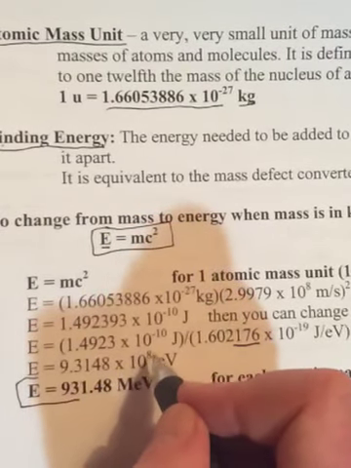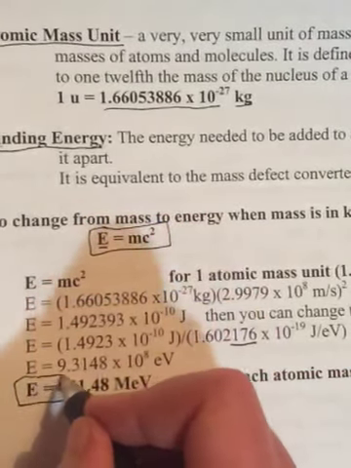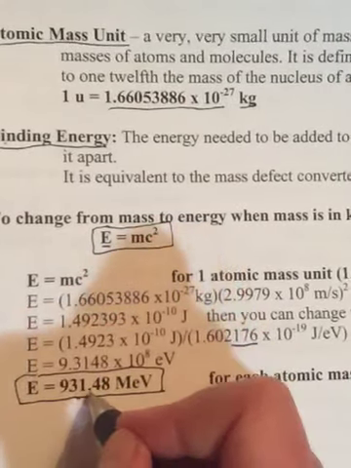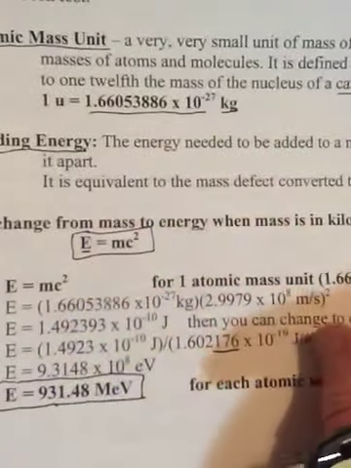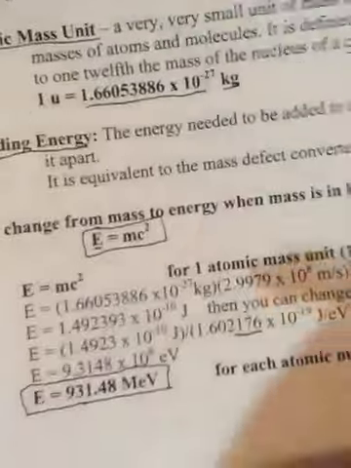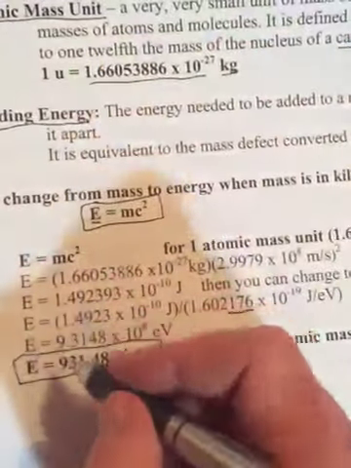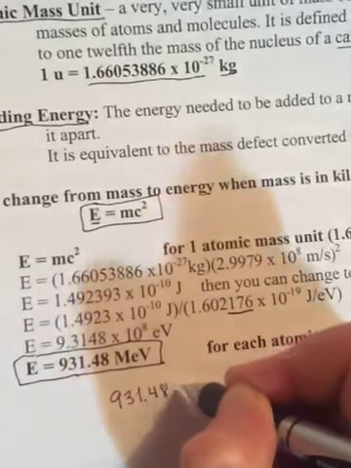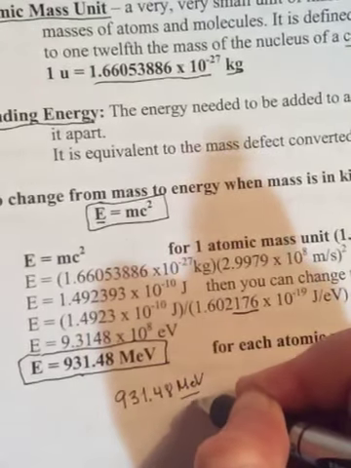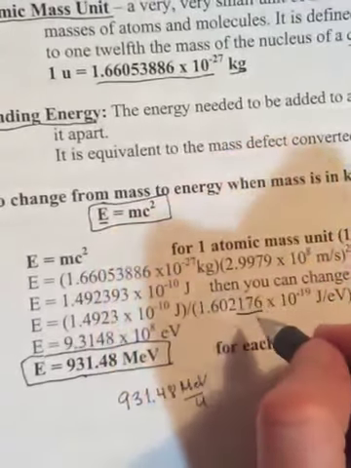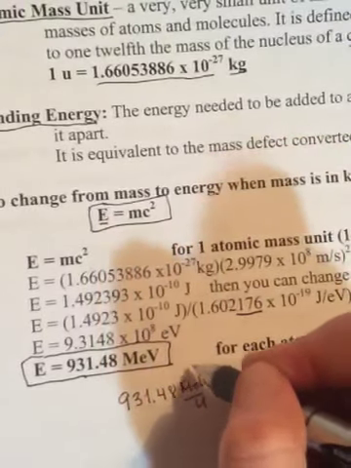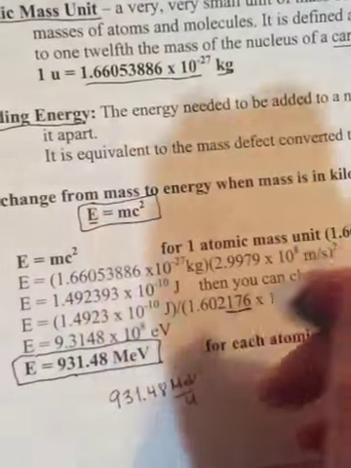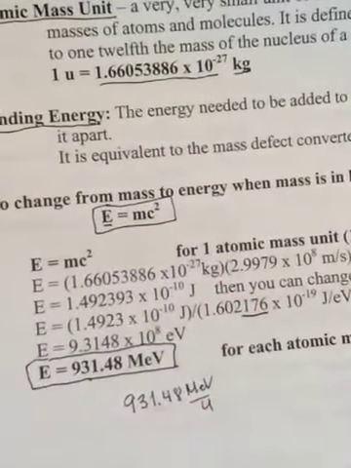So it's 9.3148 times 10 to the 8th electron volts. We tend to write it as mega, times 10 to the 6th. So it's 931.48 mega electron volts. So that's for each atomic mass unit. This is our conversion factor, right? So it'll be 931.48 mega electron volts per U. So just like we had joules per electron volt, this will be mega electron volts per atomic mass unit. What that's going to allow us to do is to switch back and forth.